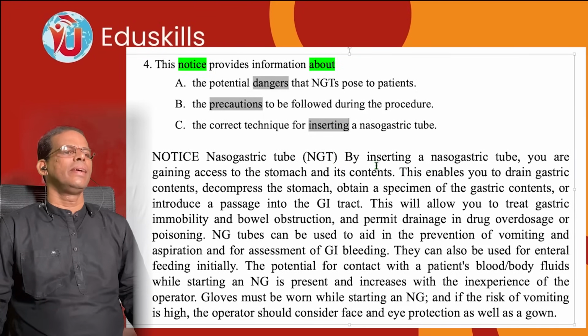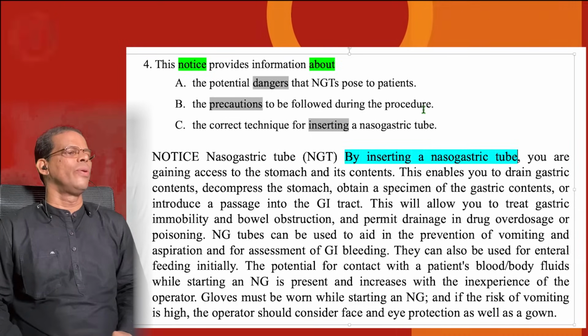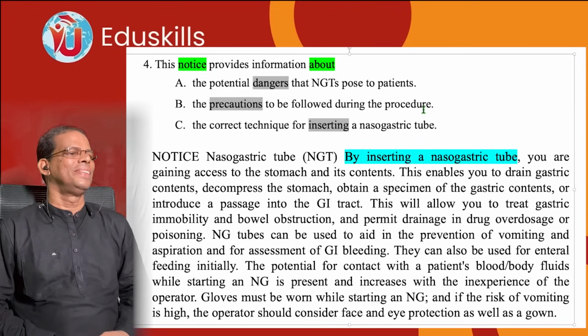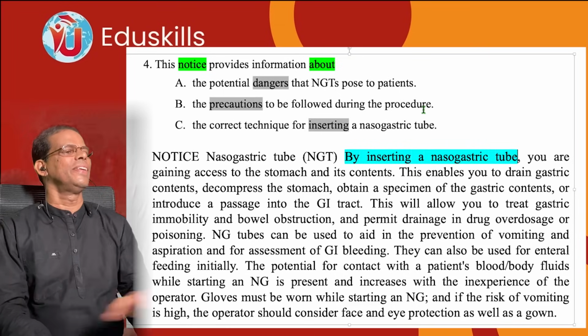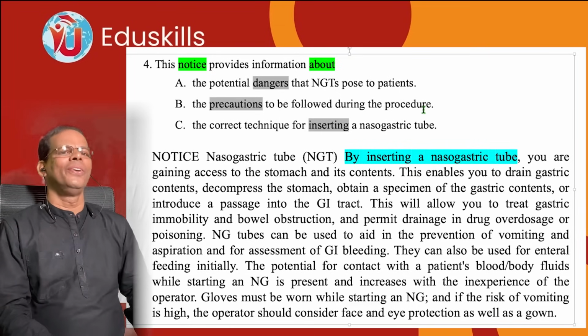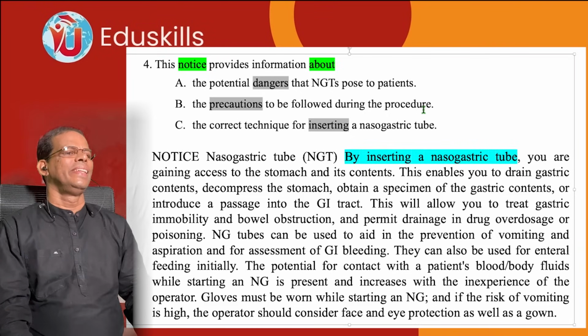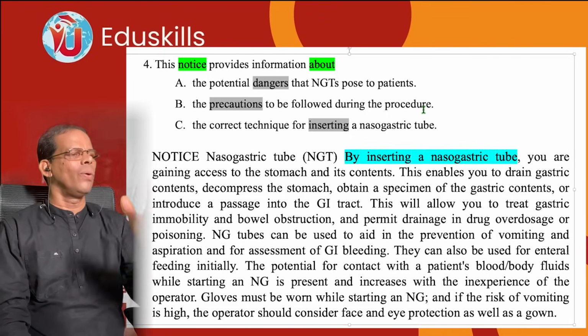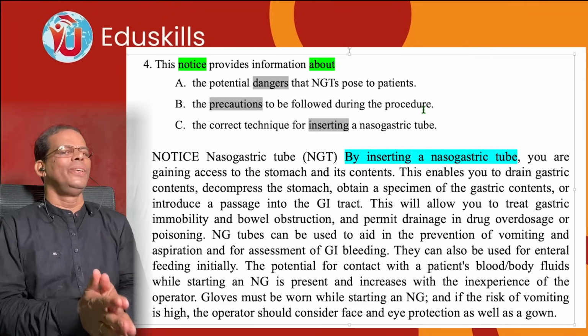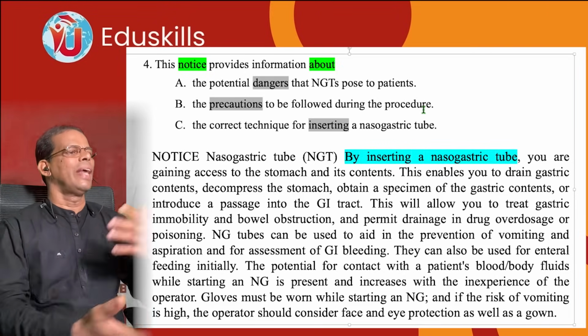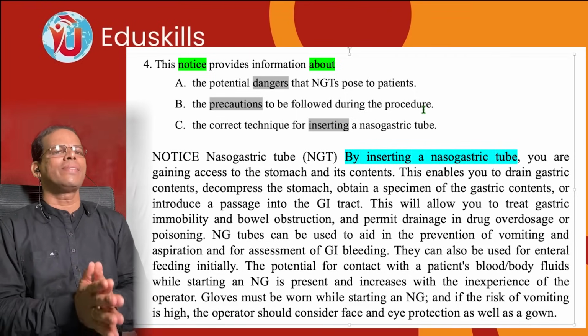See, the very fact that it begins with the statement by inserting a nasogastric tube. It says inserting is over. They are going to speak about what is going to happen after inserting. By inserting a nasogastric tube, you are gaining access to the stomach and its contents. The insertion is over. You have got access to the stomach and its contents. This enables you to drain gastric contents. What happens after inserting? The whole text speaks, inserting is over. You are already inserted. You are gaining access to the stomach and its contents. Now you are going to the next step. This enables you to drain gastric contents. What does it speak?